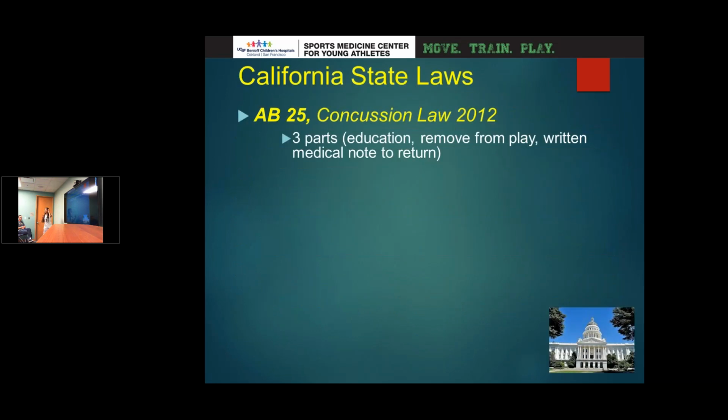All right, so because of these studies, because of many, many more studies that followed, these laws were passed. State of California, 2012.